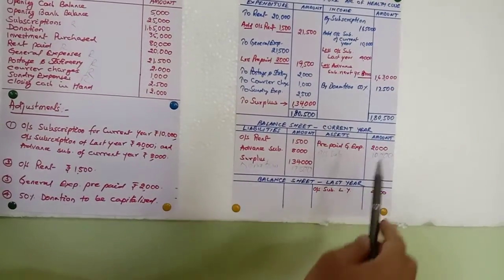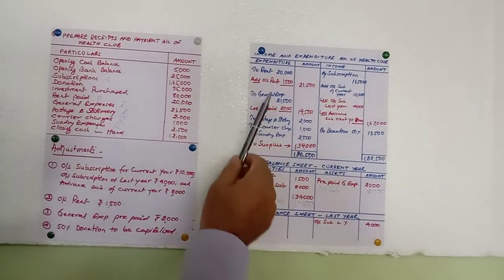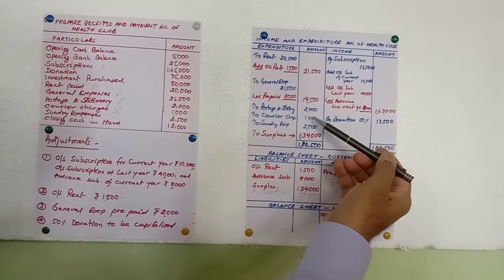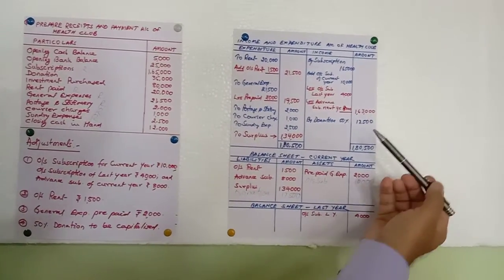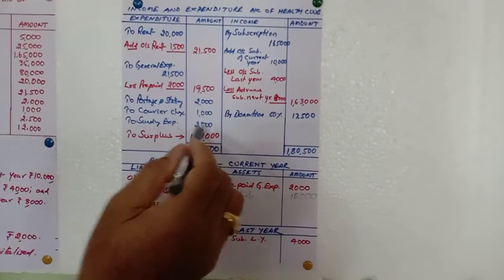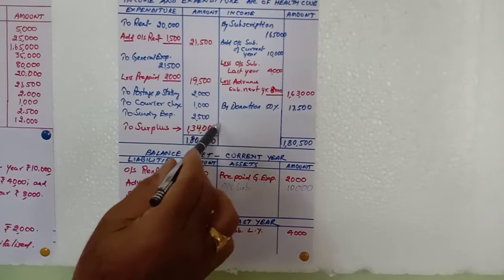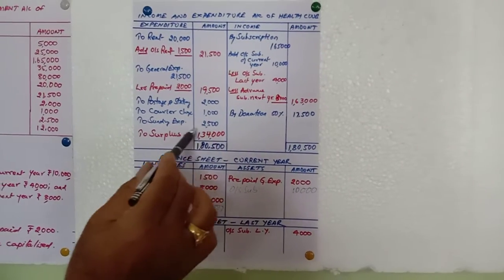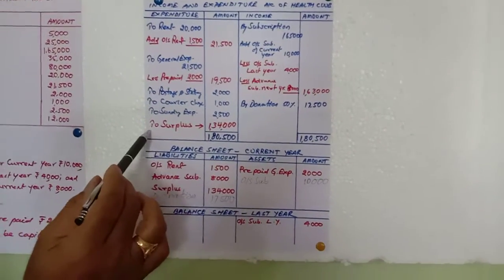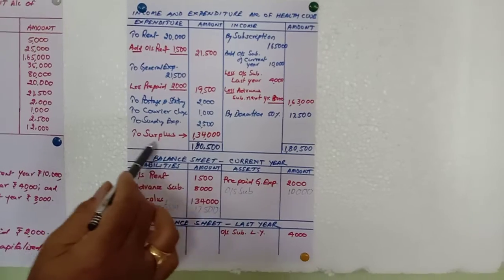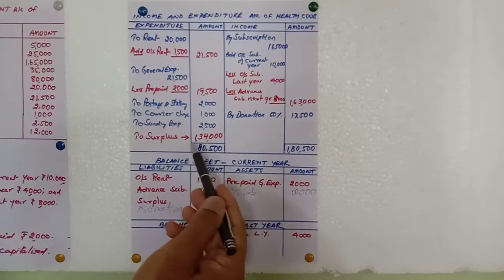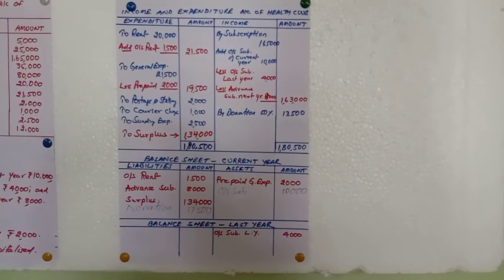So once all these adjustments are done, again we need to tally. So add all expenses 1 2 3 4 5, and this side income, 2 incomes are there. Total is coming 1,80,500. You just minus and you get balancing figure 1,34,000. Difference coming on the debit side of income and expenditure. This is known as surplus. This will be added to capital fund. In next video we are going to see how this is useful.